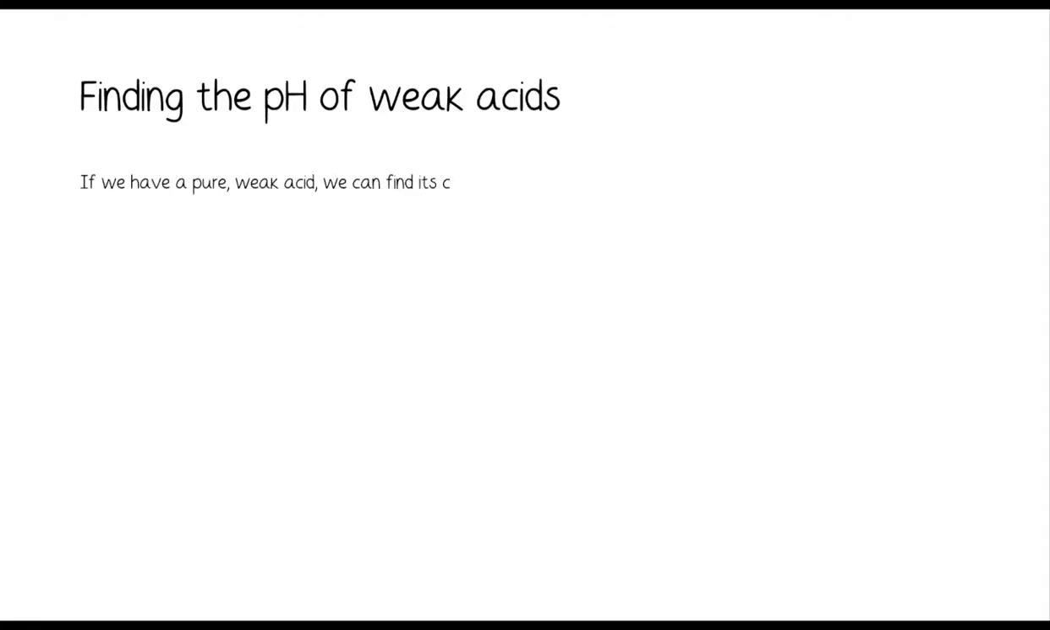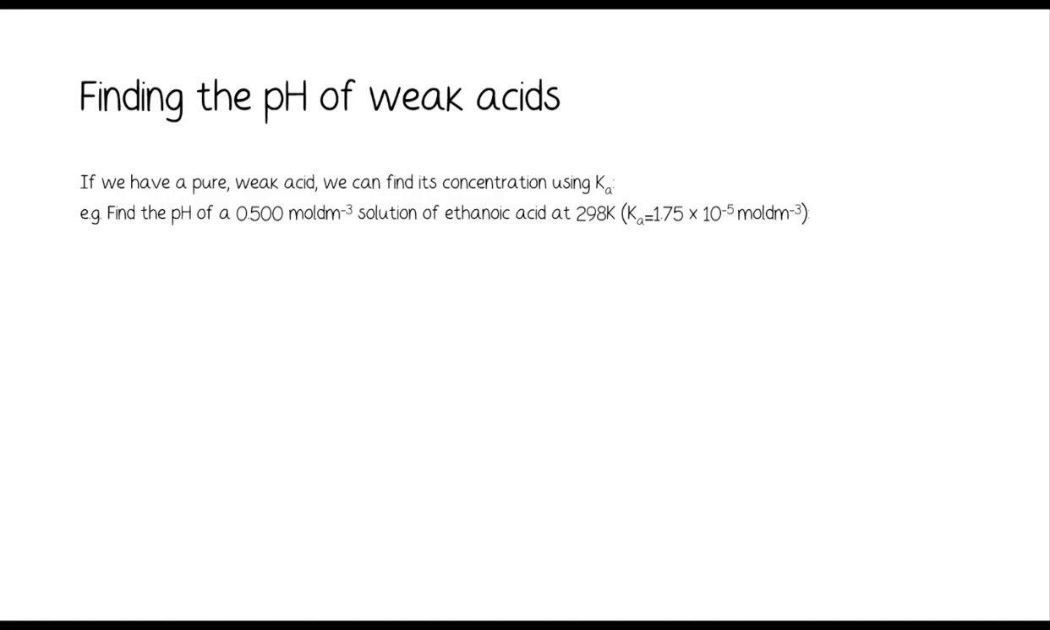If you have a pure weak acid, you can find its concentration using Ka. So for example, find the pH of a 0.5 moles per decimeter cubed solution of ethanoic acid at 298 Kelvin, and they've told us that Ka is 1.75 times 10 to the minus 5. Again, the temperature is there because Ka changes with temperature.